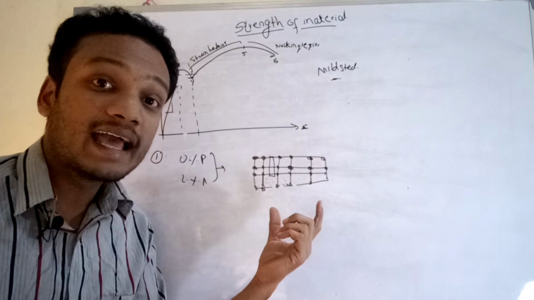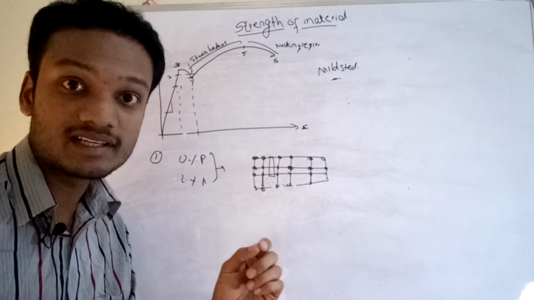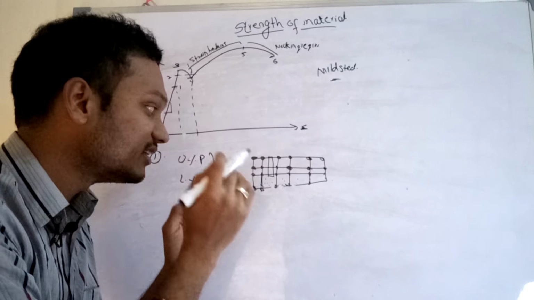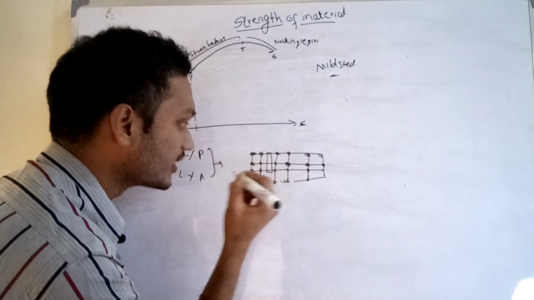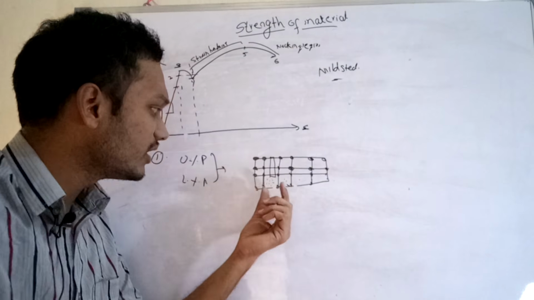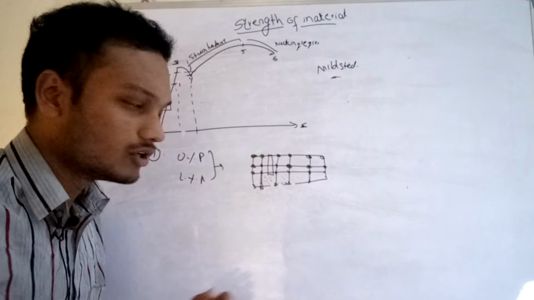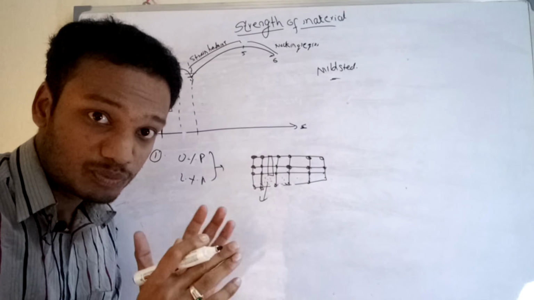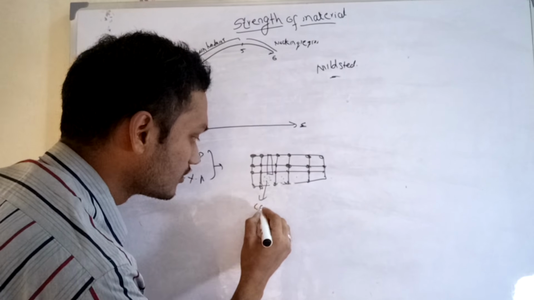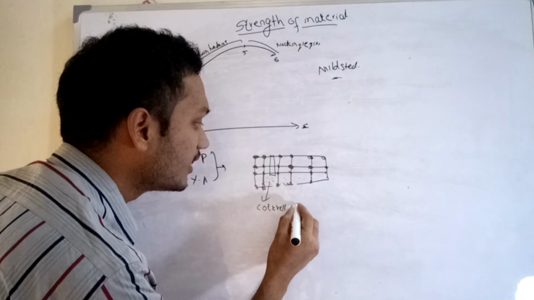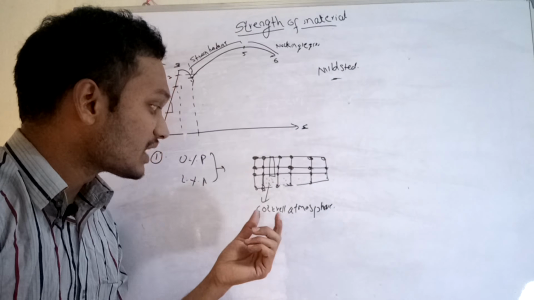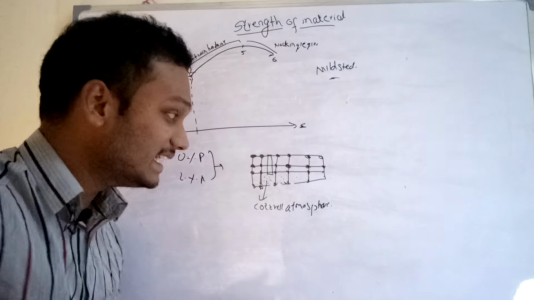Now if the material has nitrogen atoms previously, this nitrogen atom will travel and diffuse below the dislocation. So here you will get an atmosphere of carbon and nitrogen. This atmosphere of carbon and nitrogen atoms in the interstitial sites is nothing but a Cottrell atmosphere. Actually, this nitrogen atom and carbon atom will settle below the dislocation only.